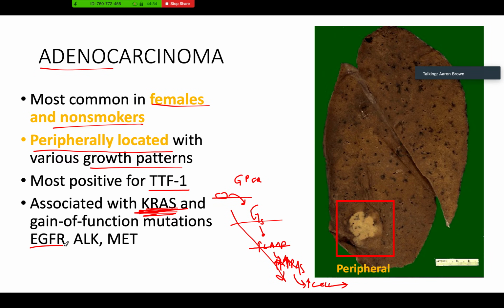Epithelial growth factor receptor is another thing that can be mutated. I would say KRAS and EGFR are the most important ones to memorize and associated with adenocarcinoma. Memorize these two. ALK and MET, a little less high yield, but EGFR and KRAS, if you only want to memorize 2 things, memorize those 2 as possible mutations in your adenocarcinoma. Okay? Great.